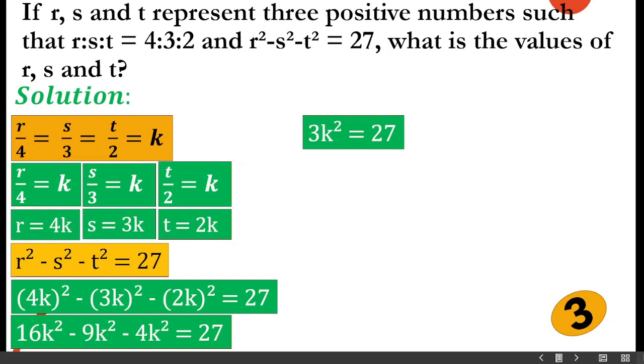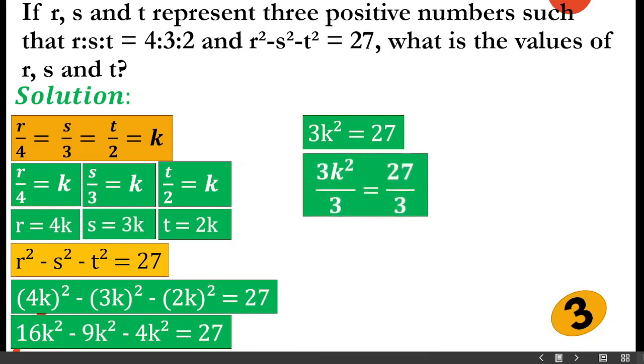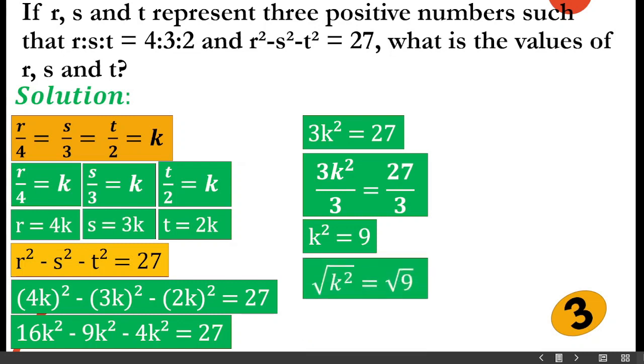Then, simplify 16k squared minus 9k squared, it becomes 7k squared minus 4k squared, yes, it becomes 3k squared is equal to 27. Then, divide both sides by 3. k squared is equal to 9. Then, what is the next procedure? Yes, square root both sides of our equation, and k is equal to 3.